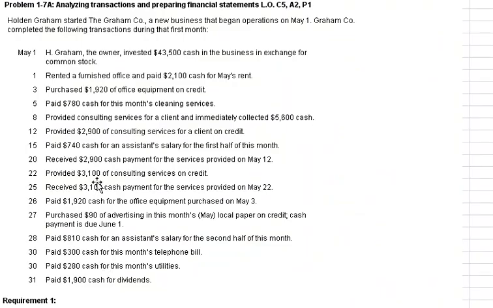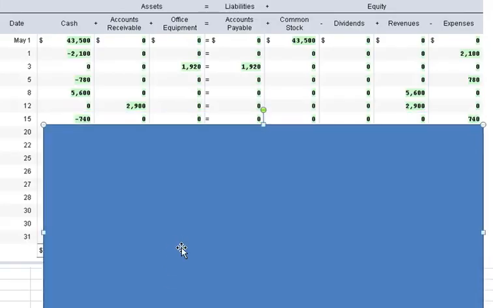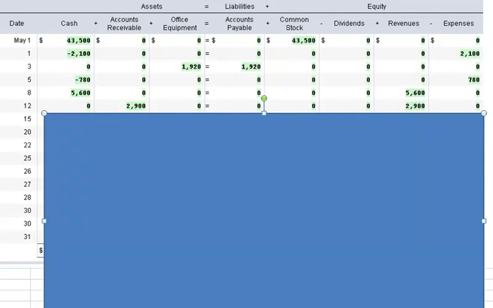Alright, 22 says $3,100 of consulting services on credit. So now we've got the exact same entry again. Oh wait, did I go to the wrong one?